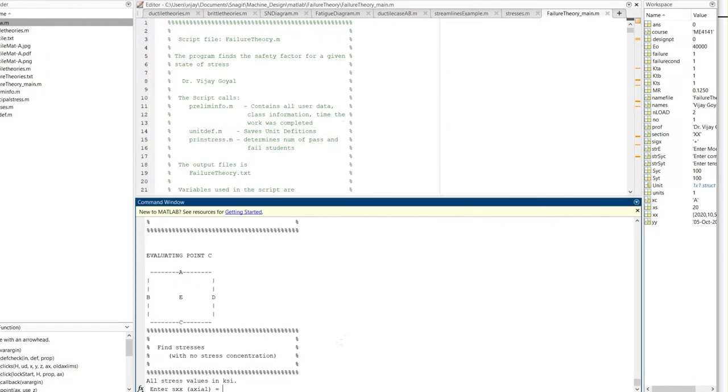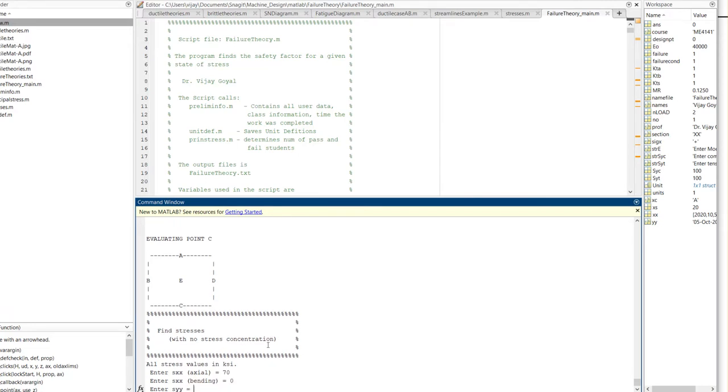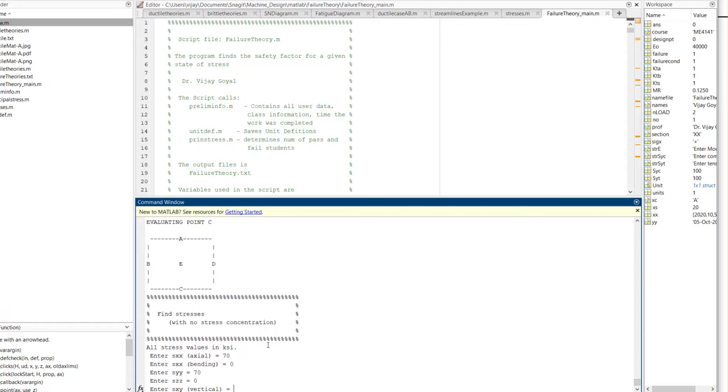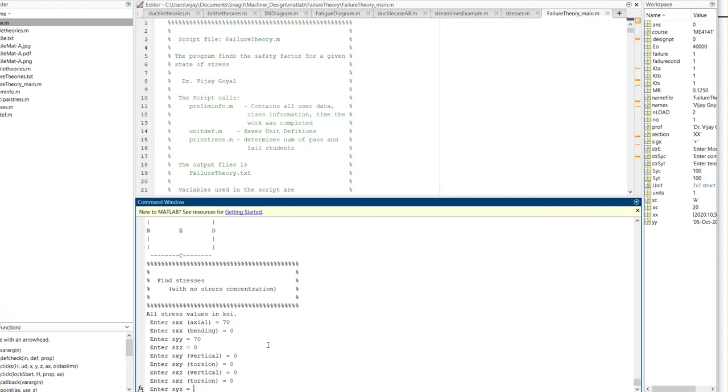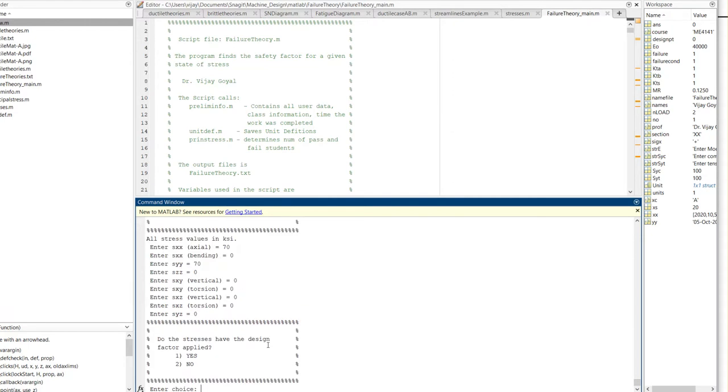So when you press that, you're going to start getting all the answers, and the code is going to run one more time because you're evaluating at point C and point A. You're going to evaluate twice. So you do have to enter these values again. So you say 70, 0, 70, 0, 0. Remember, the code is done for a generic case. That's why it runs twice, so you can evaluate point A and point C. And I'm going to go over that especially in the next example to explain why it does that.